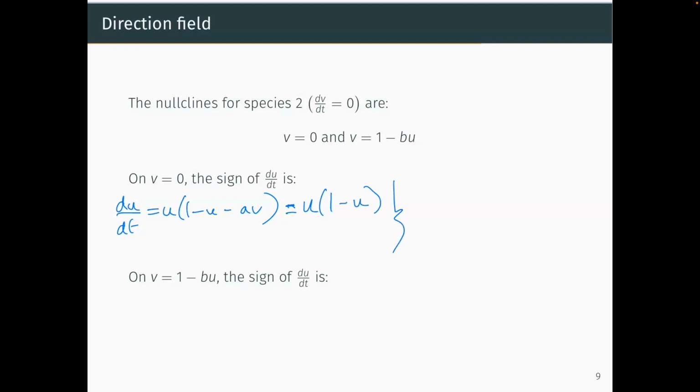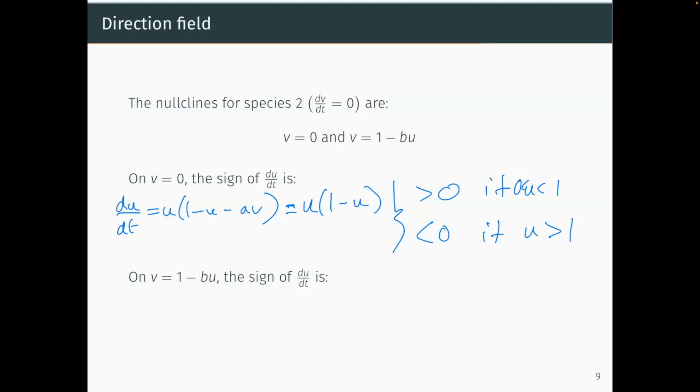And just like we had above, this is going to be positive if u is between 0 and 1, and it's going to be negative if u is greater than 1. Who managed to get that? Yeah, okay, good. Sometimes it takes a few goes if you're not confident at doing these to figure out how to work out the signs.